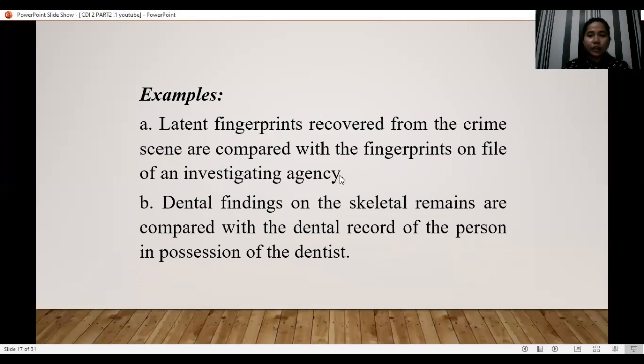So, ano ba yung mga investigating agency natin dito na may record tayo ng mga fingerprints? So, una na dyan yung ating police stations and also the NBI. Sila yung mga investigating agency natin na may record ng mga fingerprints ng iba't ibang citizens ng Pilipinas. The second one is dental findings on the skeletal remains compared with the dental record of the person in possession of the dentist.